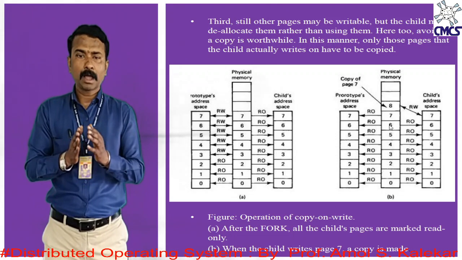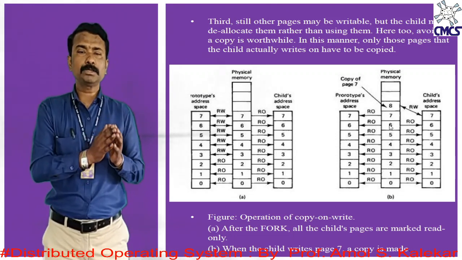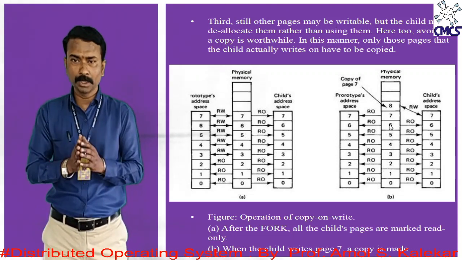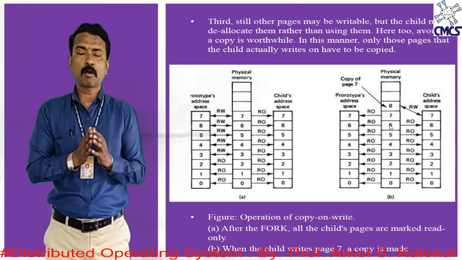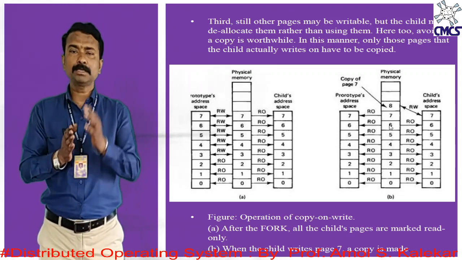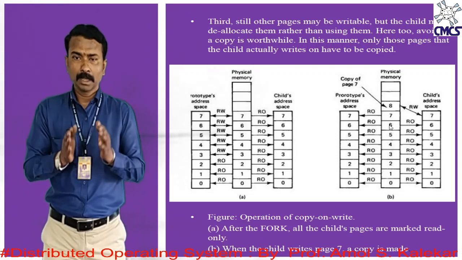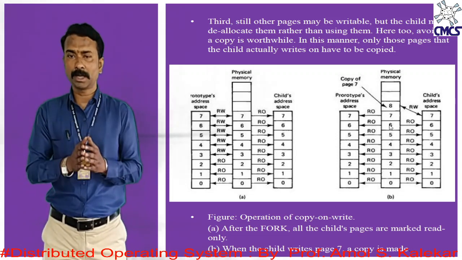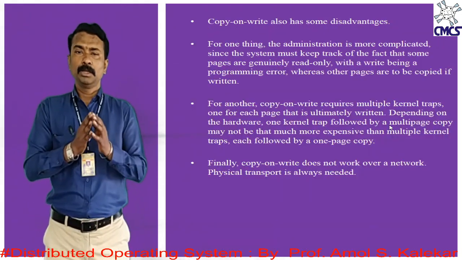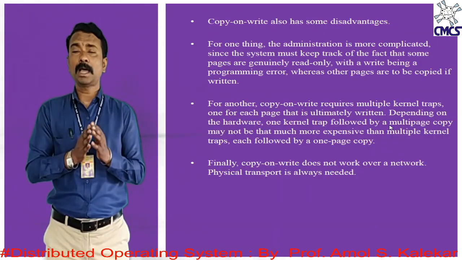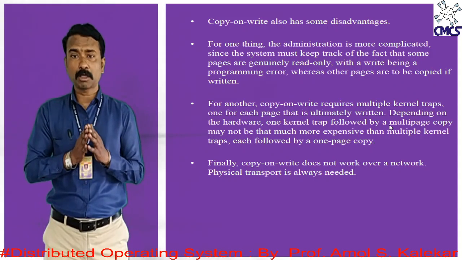First, A, after the fork call, all the child pages are marked read-only, and B, when the child writes page 7, a copy is made. So as you can see in this figure, the description is already provided in the earlier slide. Now, copy on write also has some disadvantages as well.